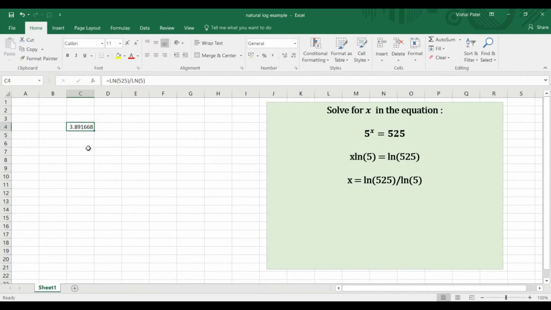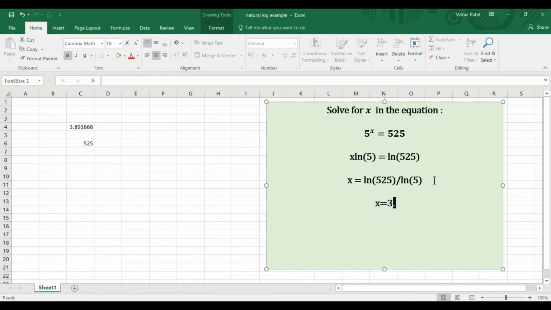One way we can check this is if we go back to the original equation, 5 to the power of x equals 525. To do to the power of, we use the hat sign, which is generally shift and 6 on most keyboards. So if we do equals 5 to the power of this cell that we've calculated using a formula, so it's 5 to the power of C4, hit enter, and that equals 525. So we've double checked our formula is correct.